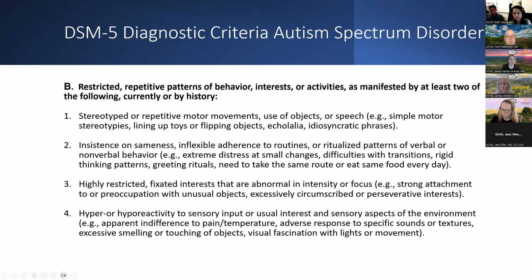And of course, there's the B criteria, which really encompasses repetitive behaviors and restricted interests, such as repetitive motor movements, speech, and use of objects, an insistence on sameness or inflexible adherence to routines or rituals, or ritualized patterns of verbal or nonverbal behavior, highly restricted and fixated interests that are abnormal in intensity or focus, and then hyper and hyporeactivity to sensory input, or unusual interests in sensory aspects of the environment.